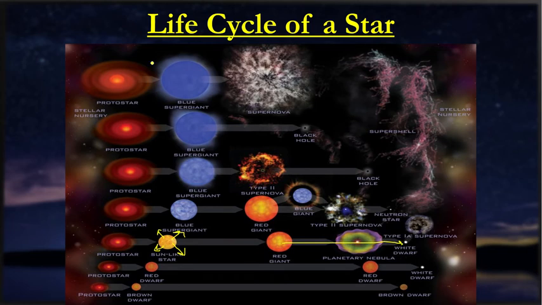For the bigger stars, like a blue supergiant, they have the potential to become a supernova and then also become a black hole. As you would know, a black hole is an area of space where the gravity is so strong it pulls in all the light in the surrounding areas.